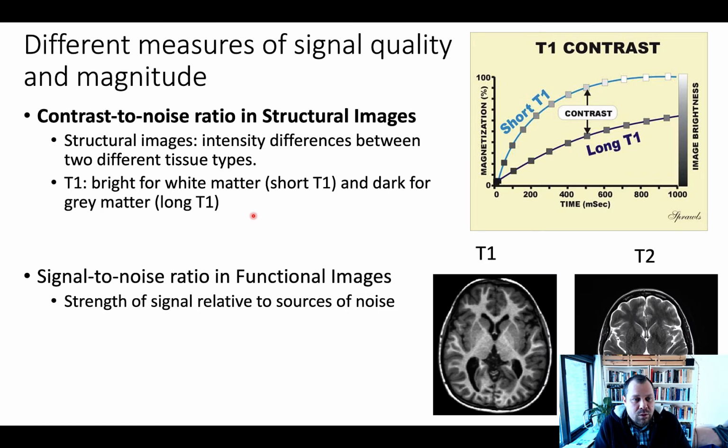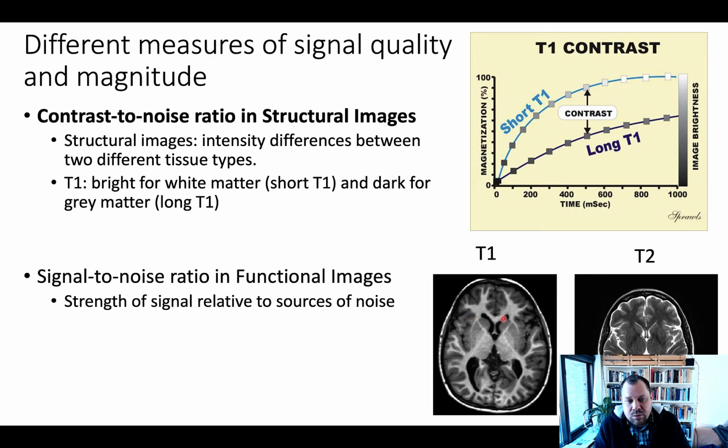Now, we talk about 3 different measures of signal quality or signal magnitude in the scanner. The first one is called the contrast to noise ratio, and that relates only to structural images like the ones I'm showing here. So T1 and T2. And it's basically the intensity difference between 2 types of tissues. So in the T1 image, you want to maximize the difference between fluid and white matter, fluid being shown in black here, white matter being shown in white.